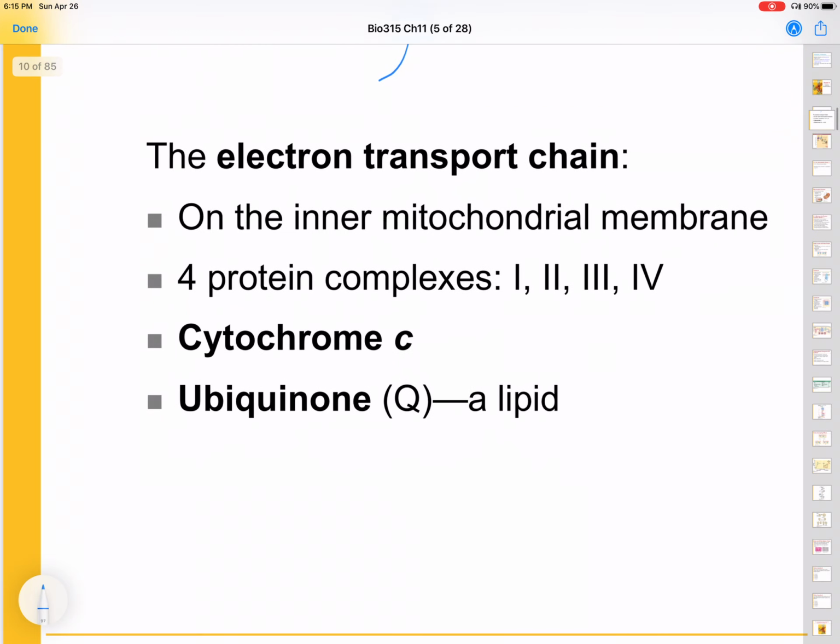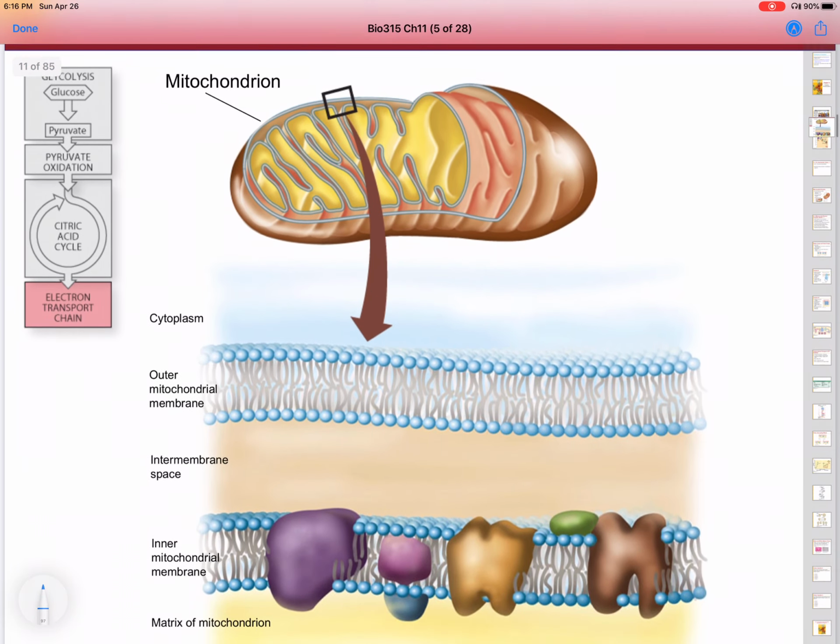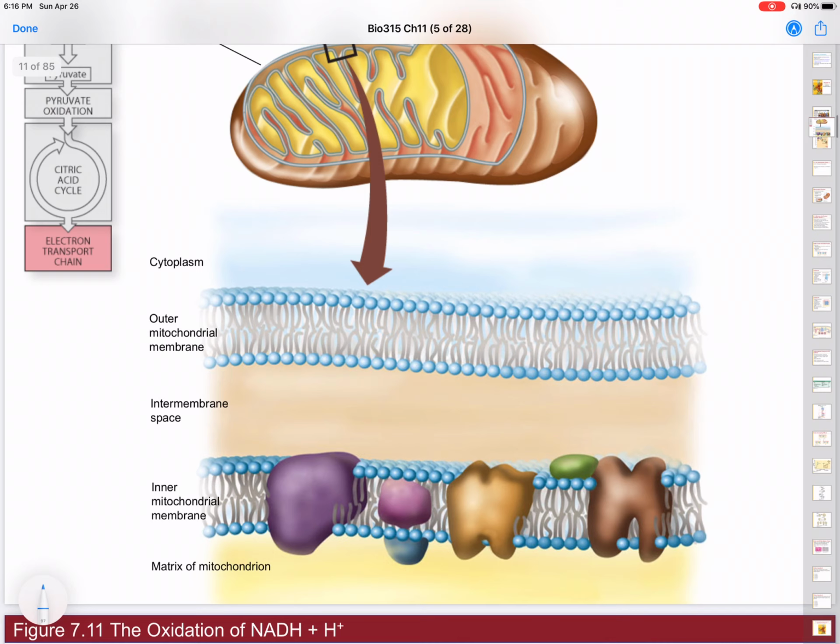And so here in electron transport, it's on the inner membrane of mitochondria. It has four complexes, 1, 2, 3, and 4. It also uses cytochrome C as an electron carrier and ubiquinone as an electron carrier. And both of these can pick up those charged electrons and transport them across the membrane of the mitochondria. And so that's shown here.